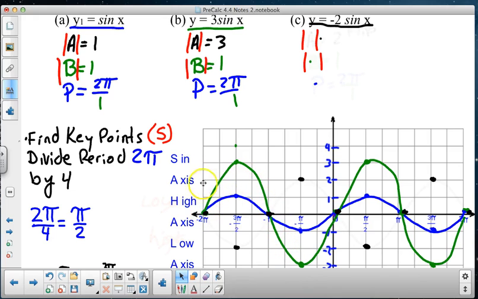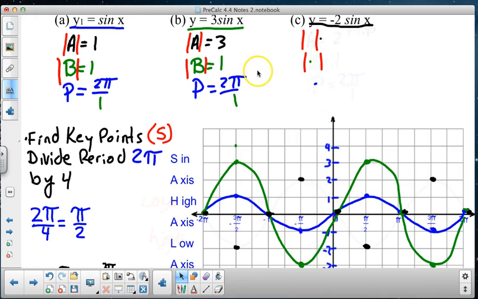I hope your graph drawing's better than mine, but remember, amplitude stretches the graph 3 units high. Generally, sine of pi over 2 is going to be 1, but 3 times 1 is 3, and my sine x of pi is 0, and 3 times that is 0. My sine of negative pi over 2 is going to be a negative 1, and my 3 times that is negative 3. And that's how I'm getting my graph here in green.